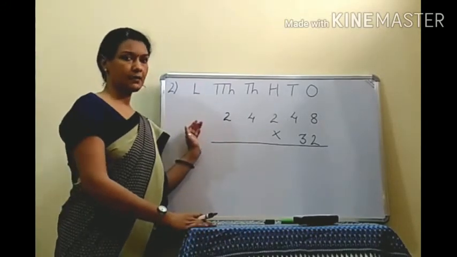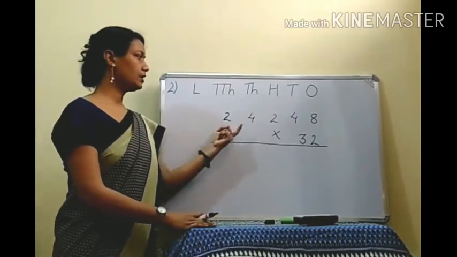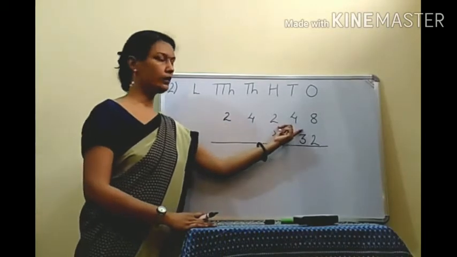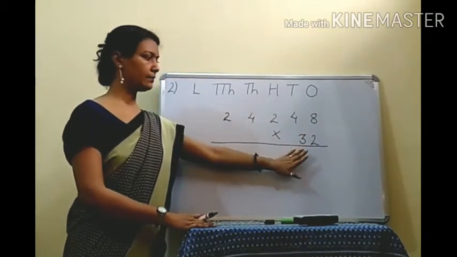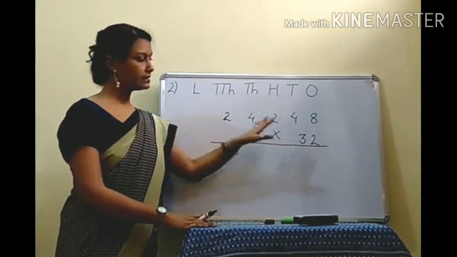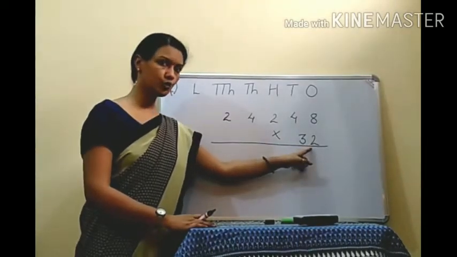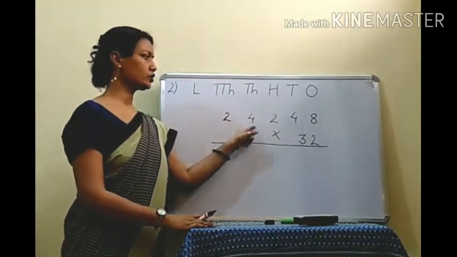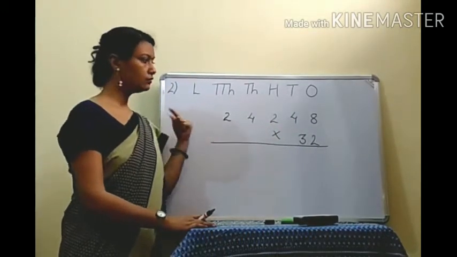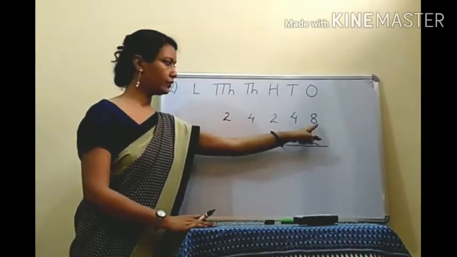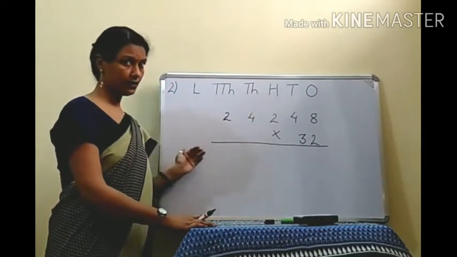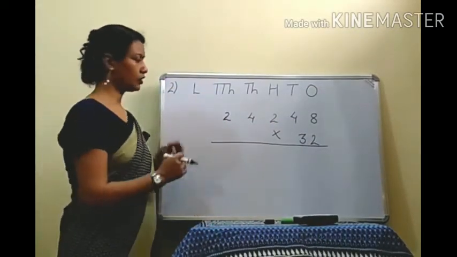Let us do one more example. Now in this example, again we have a number, 24,248. We will multiply it by 32. Same steps we will follow. We will multiply 2 with all the digits of the multiplicand. Then we will multiply by 3 with all the digits, and then we add. Understood? So let us do it.